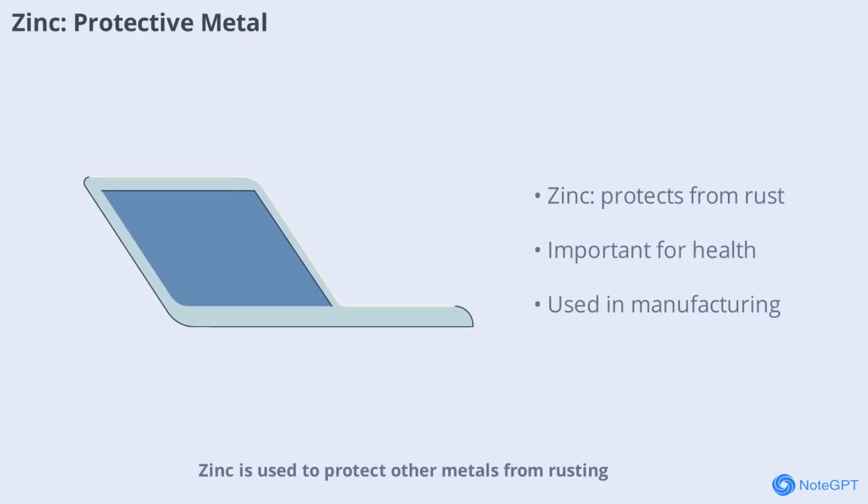Zinc is used to protect other metals from rusting, especially in galvanized steel. It's also important for our health, found in many enzymes. Zinc's resistance to corrosion makes it valuable in construction and manufacturing.